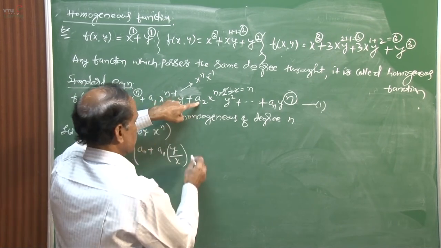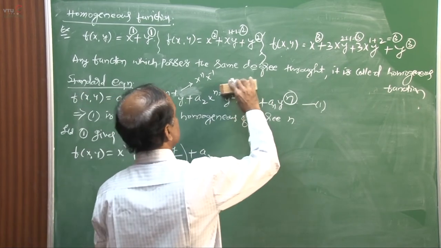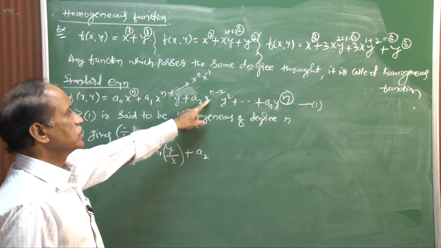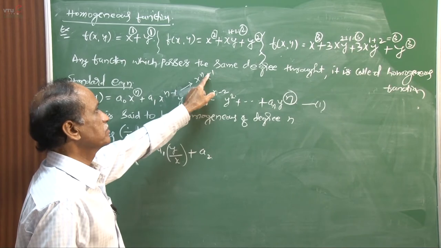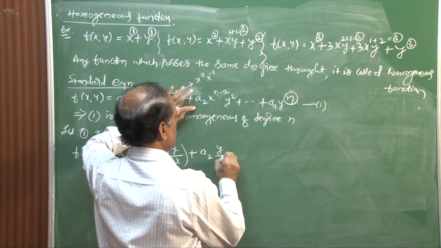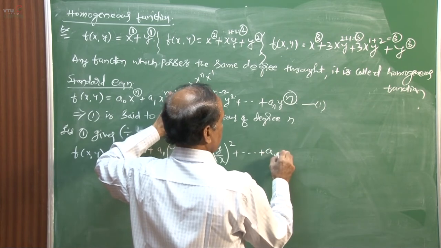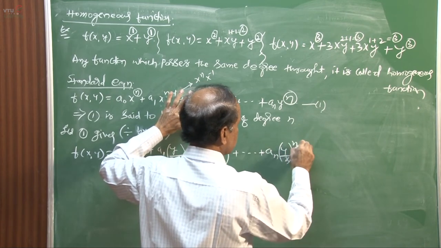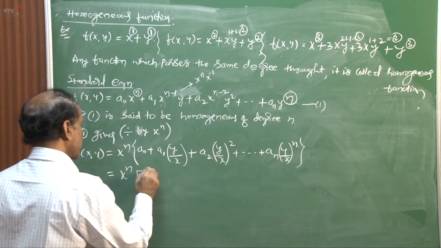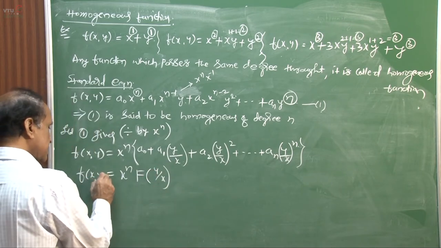Now the next term, plus a2 with n minus 2. Here x to the power n I am writing outside, this cancels and x to the power minus 2 remains. I will bring it to the denominator, a2 into y by x whole square, plus so on, the last term an y by x whole to the power n. This is our very important formula. I will write it like this: x to the power n into f of y by x. This is the short form of writing. This I will be using in problems.